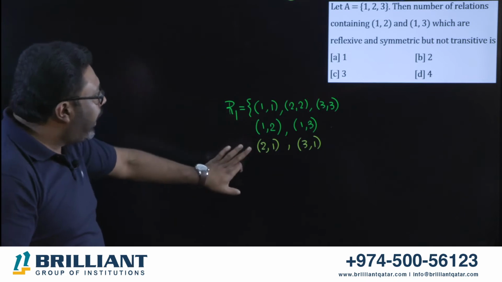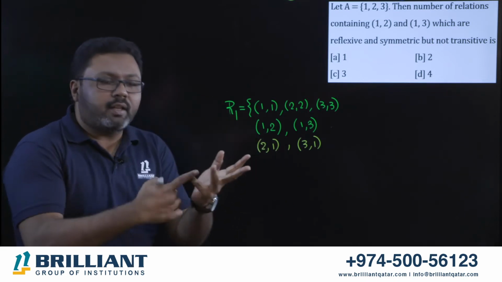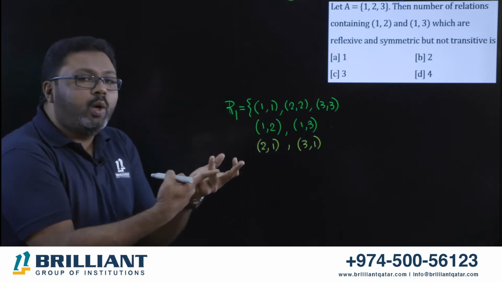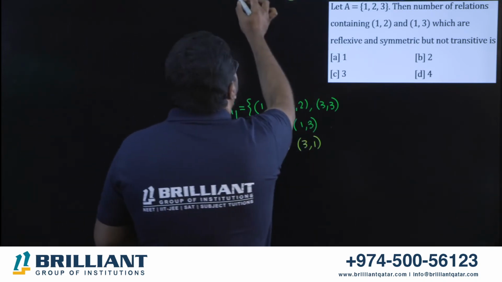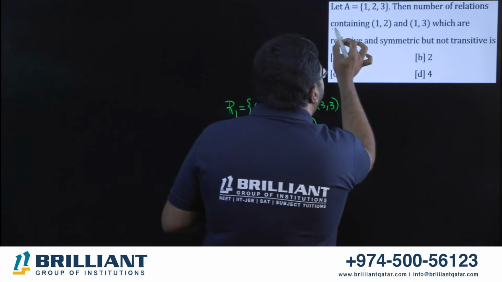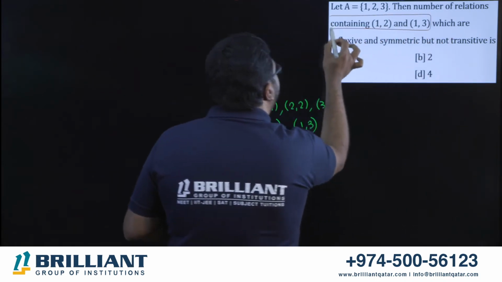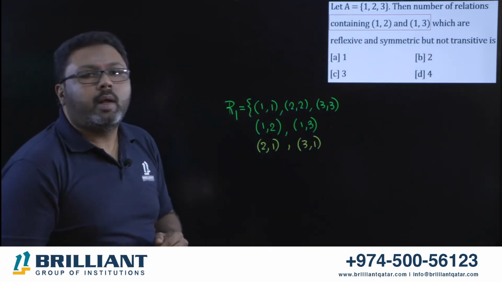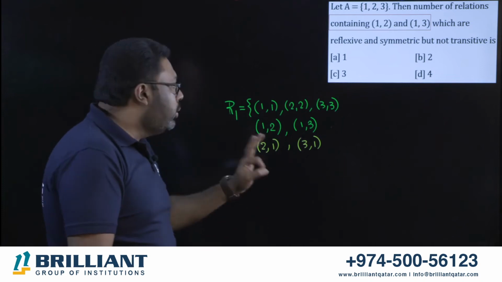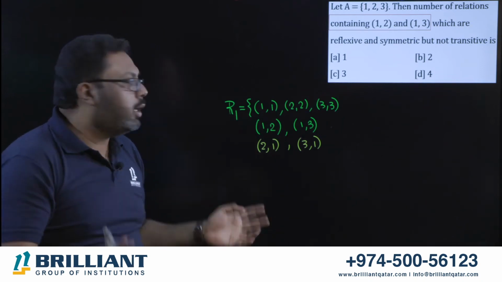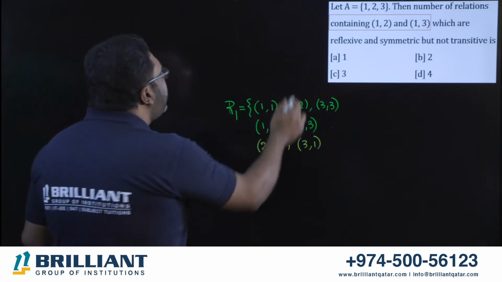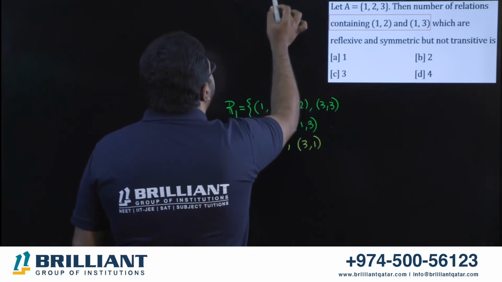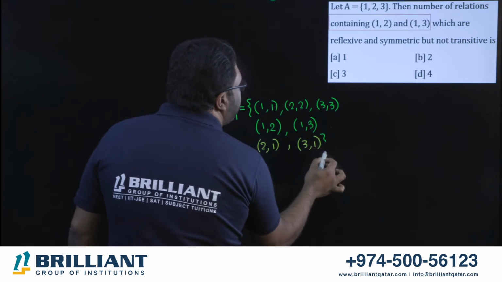So this is the relation which is reflexive, and now I have included 1, 2 and 1, 3. It should contain 1, 2 and 1, 3. It is not an option. 1, 2 is there, 2, 1 is there. Symmetric. 1, 3 is there, 3, 1 is there. It is symmetric. But I have to see whether this is transitive or not.